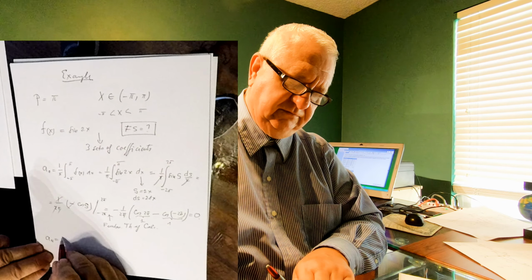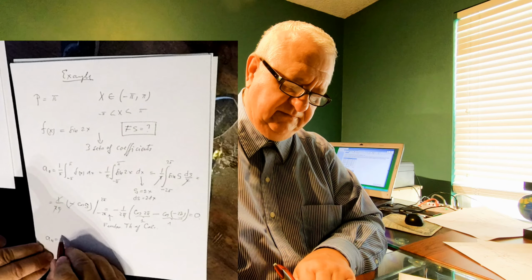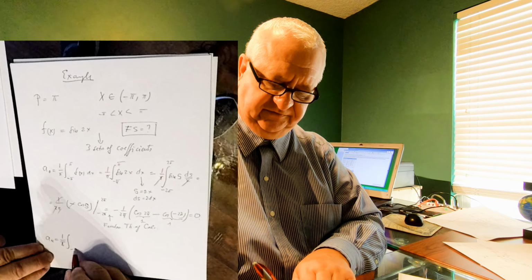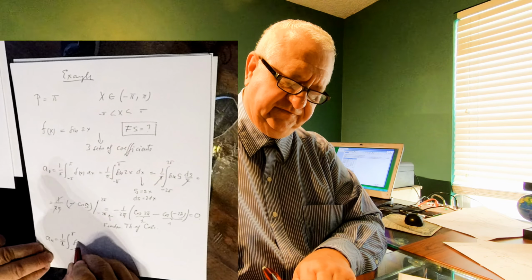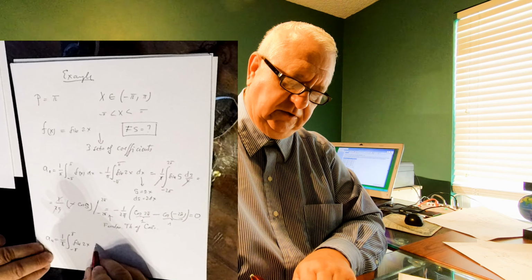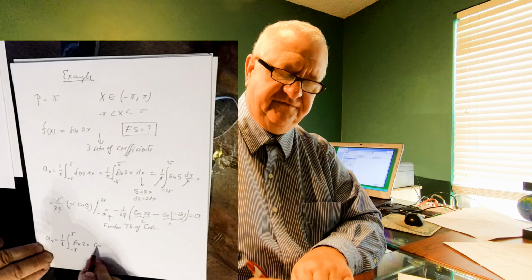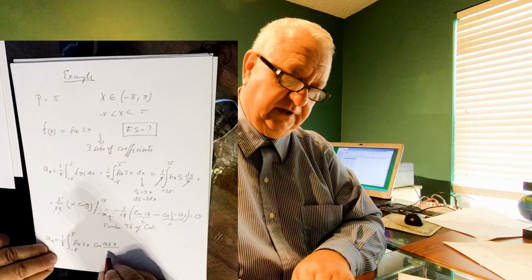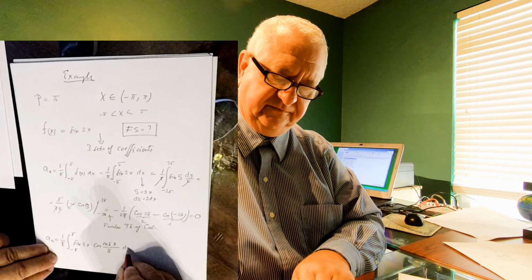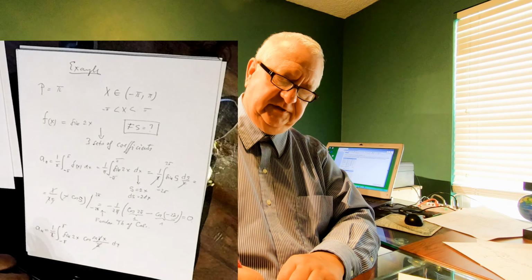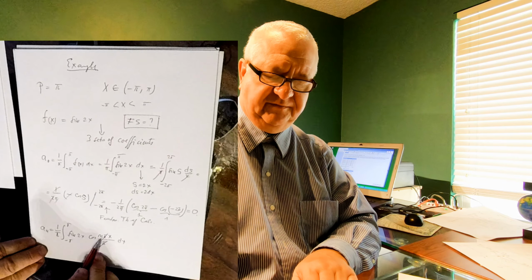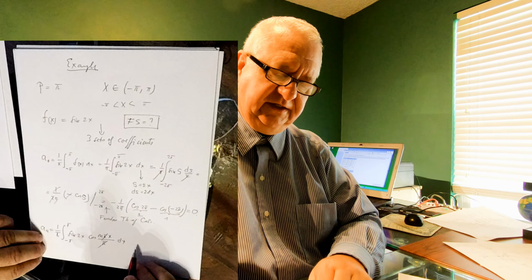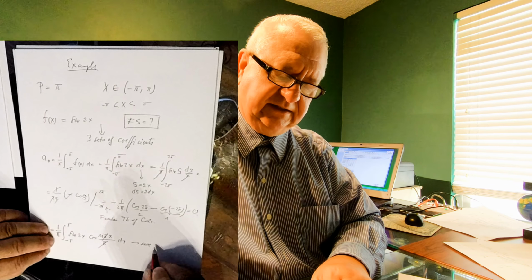a n by definition is, remember what I wrote before, 1 over p, which is 1 over pi for my example, integral from minus p to p, integral from minus pi to pi, of f of x, sine of 2x, times cosine, a n are the coefficients for cosine, cosine of n pi x over p, pi dx. Pi simplifies out here, and then what I have here is a product of two trigonometric functions. The typical, traditional way to solve this integral is to use trigonometric identities.